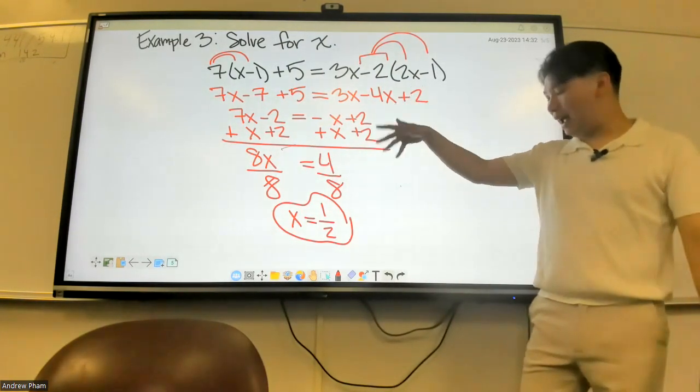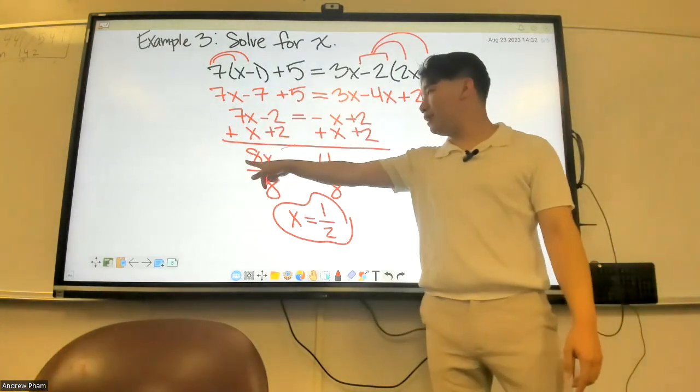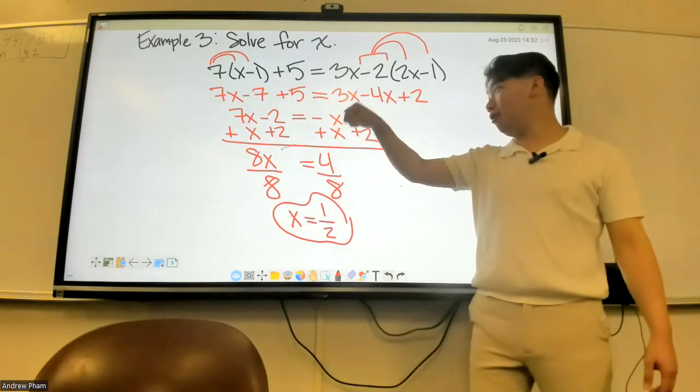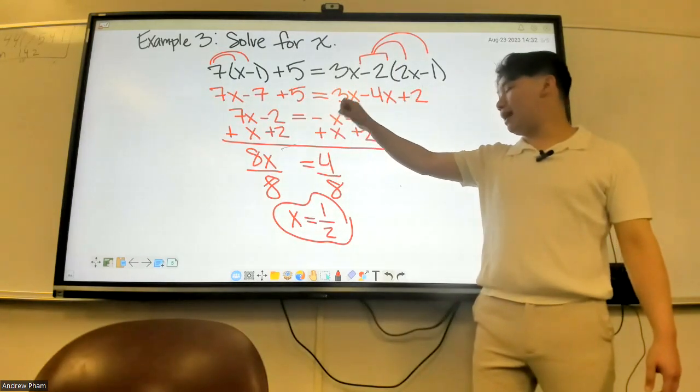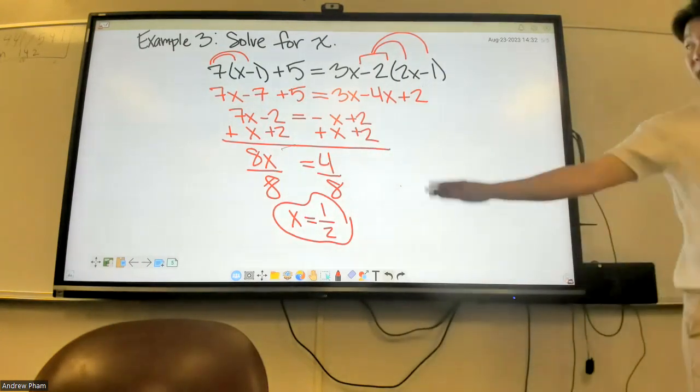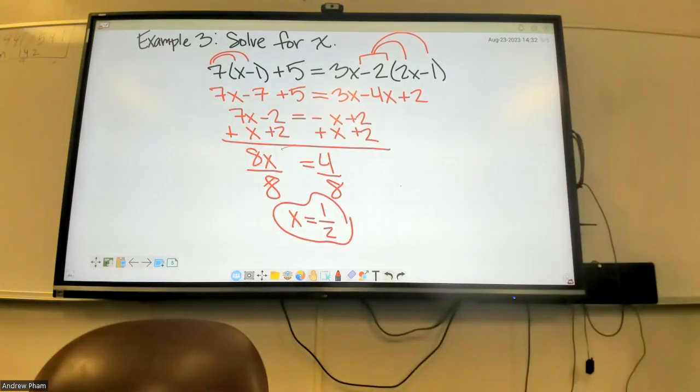And then from there, I just add downwards. 7 plus 1, I get 8x. -2 plus 2, 0. -x plus x, 0. 2 plus 2, I get 4. Giving me 8x equal to 4.